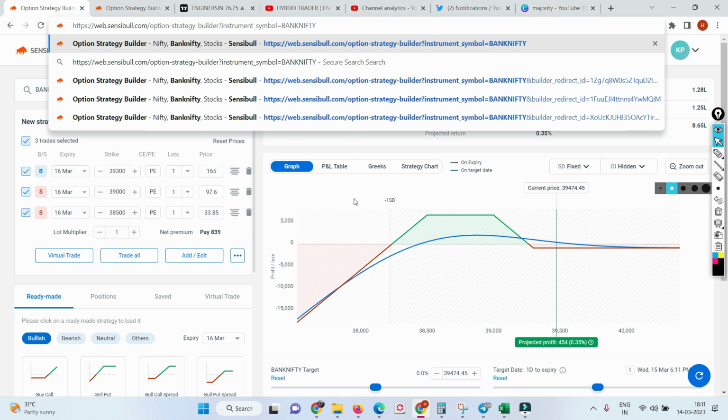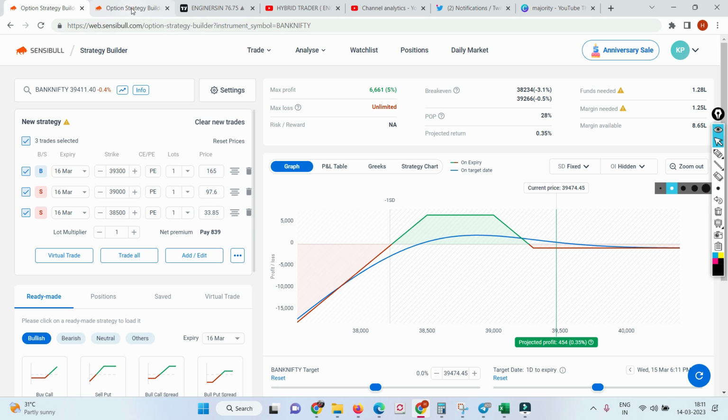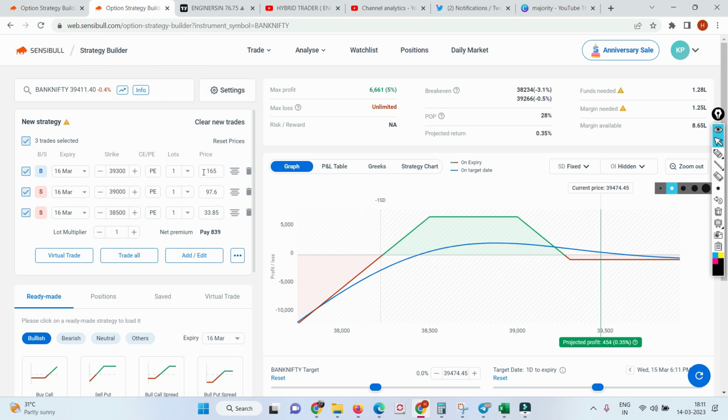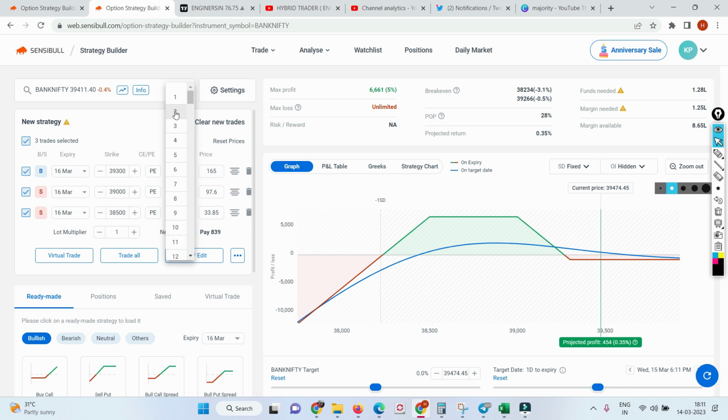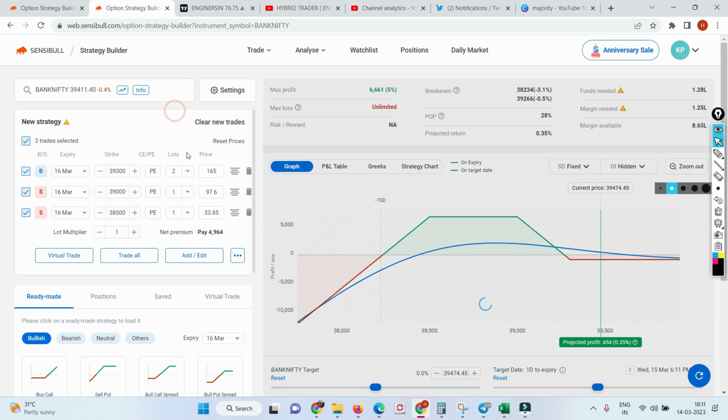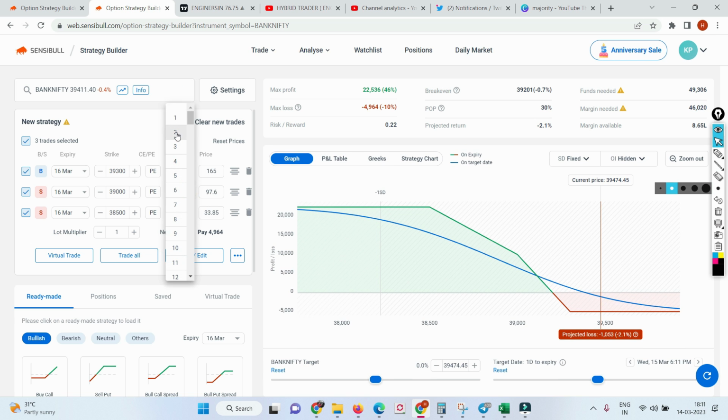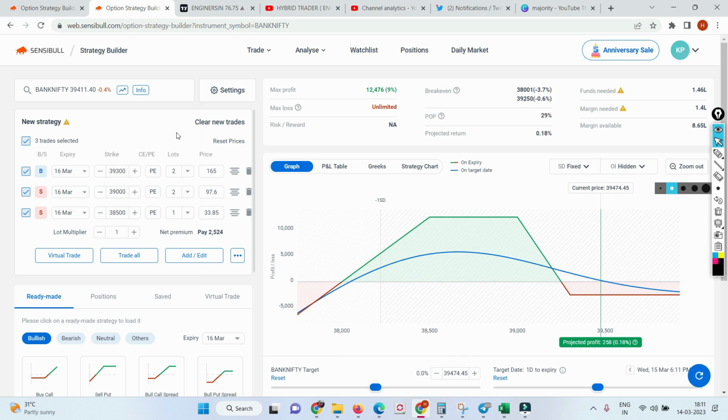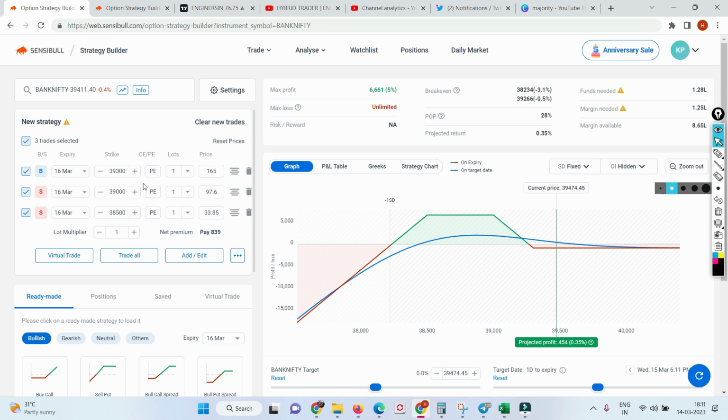Now I'll take it to the second window. Just stay focused, guys. I'm just trying to increase the lot of the debit spread, and I've increased the quantity to 2. That's it. Let me take you back to the first window. This is your typical ratio spread of 1 is to 1 is to 1. Everyone, when they want to enter a ratio spread, enters with 1 is to 1 is to 1, because that's what they have learned from all the YouTubers.